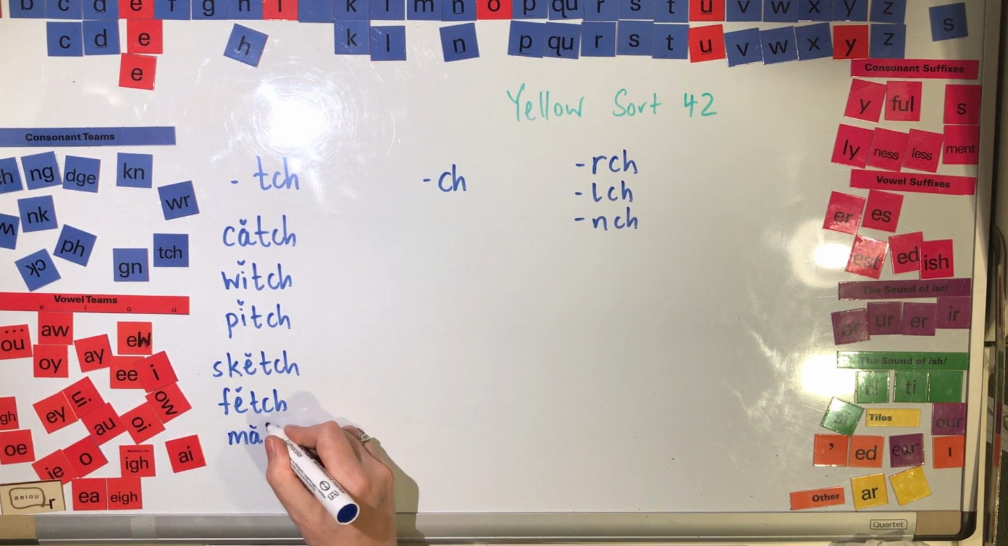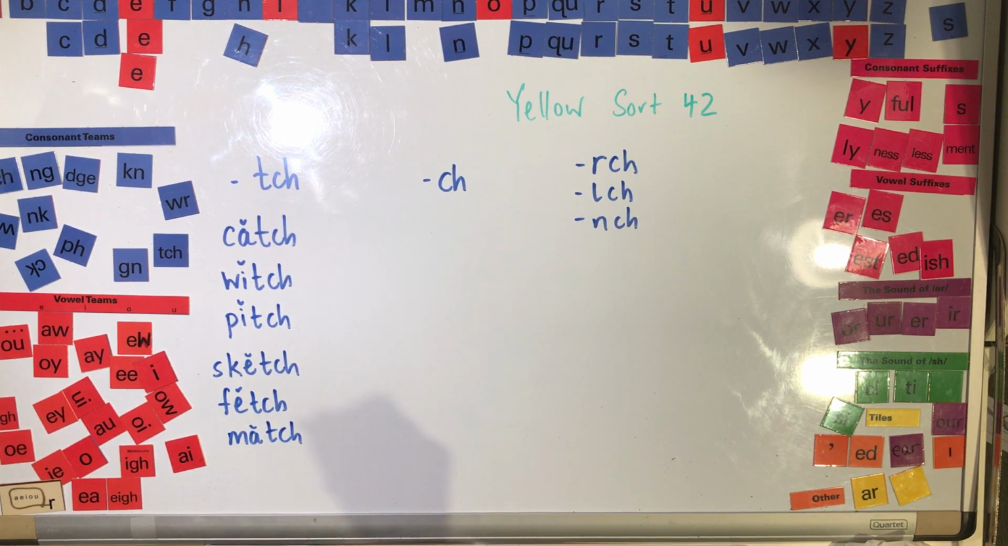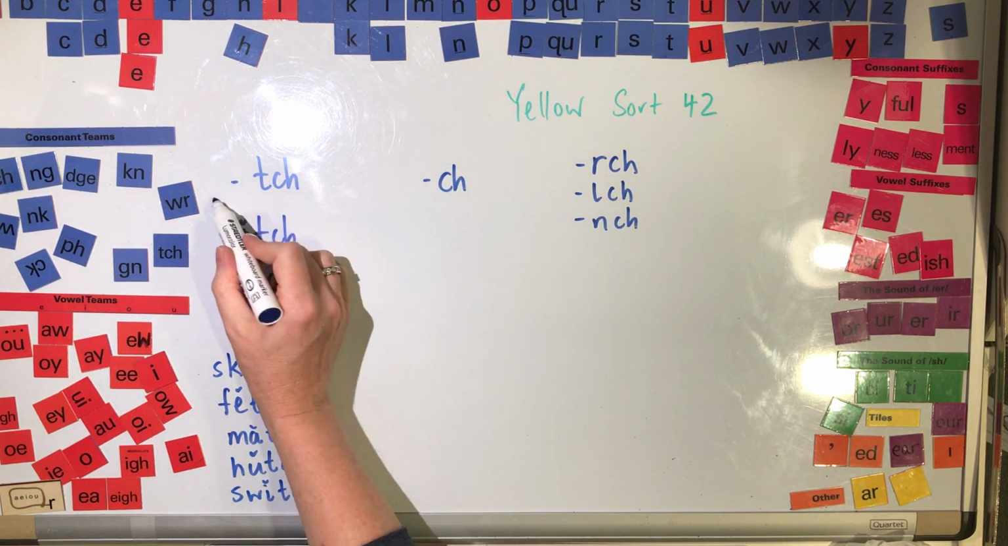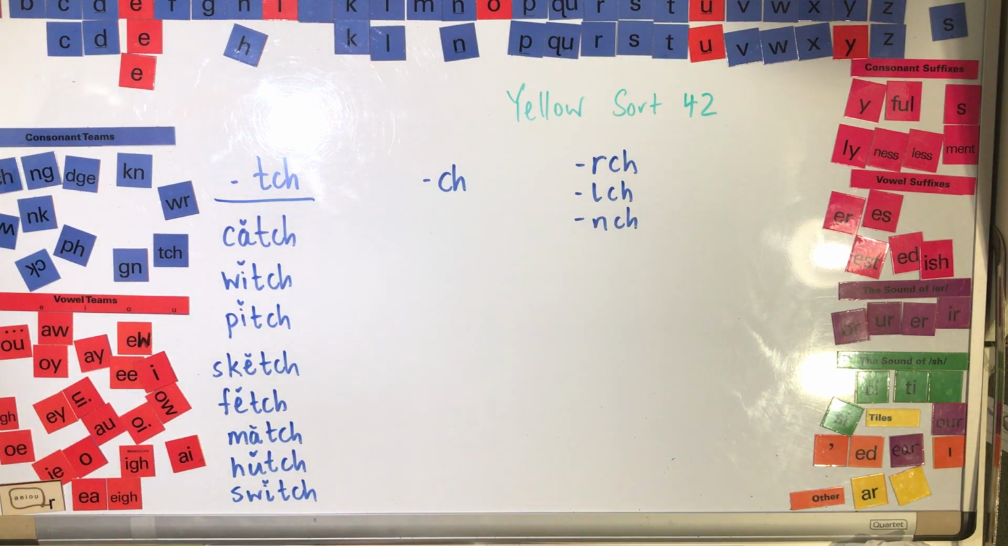Match, I've got hutch, and I've got switch. So pretty much, if it's a short vowel sound, that's pretty easy because you just come straight to using your TCH. So if you hear a word that's got the ch sound at the end, and it's a short vowel sound, you're pretty safe bet to just go straight to using your TCH.